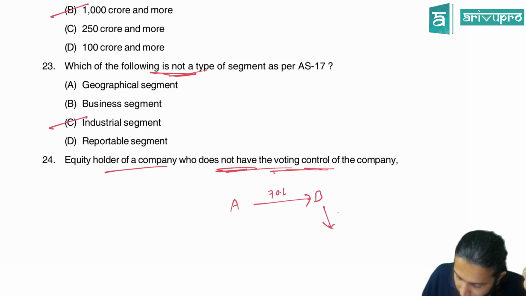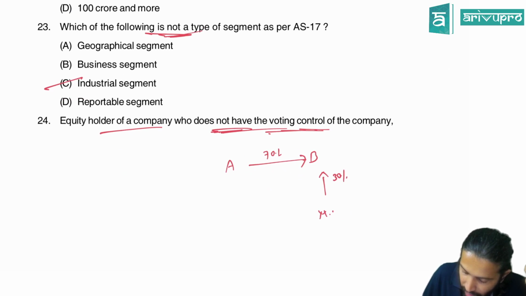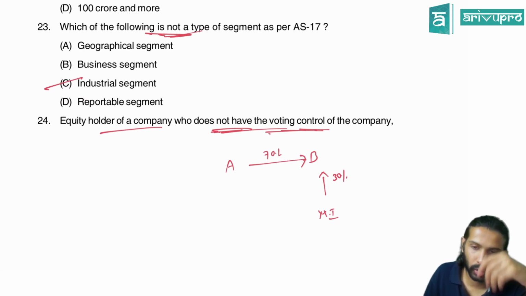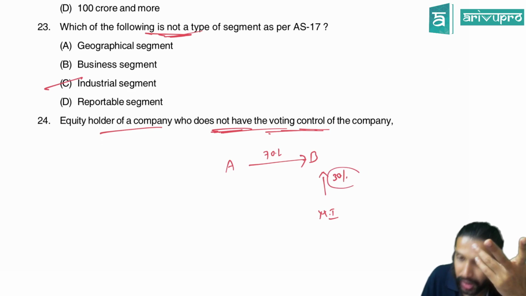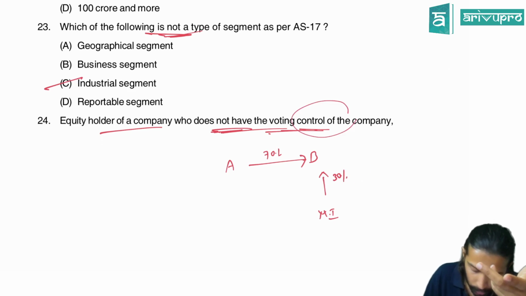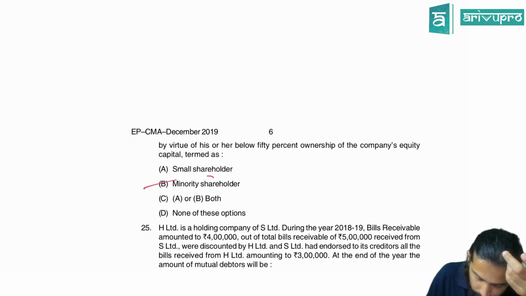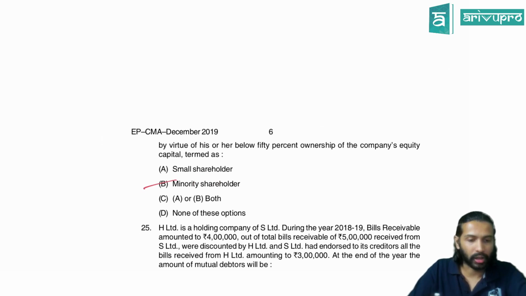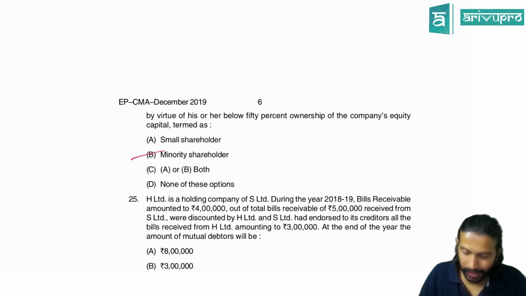Balance 30% is held by whom? Balance 30% of B Limited is held by others. Those others we call what? Minority interest or non-controlling interest. These guys don't have voting control. They have voting rights, but they don't have control. So they're asking what is the name of those guys? The answer should be minority interest, basically non-controlling interest. So B for Bangalore should be the answer for that. Minority shareholder, basically.